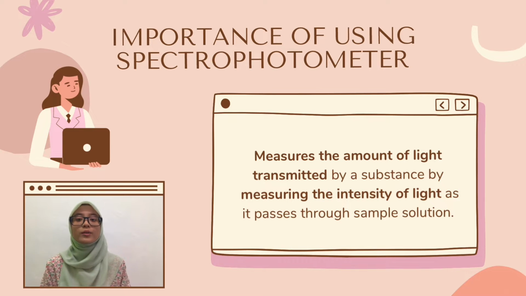BIO552. Today we are going to present an experiment where we have to determine the concentration of an unknown sample of iron trichloride. But before we dive deeper into the procedure of this experiment, we have to know the importance of using a spectrophotometer to conduct this experiment.